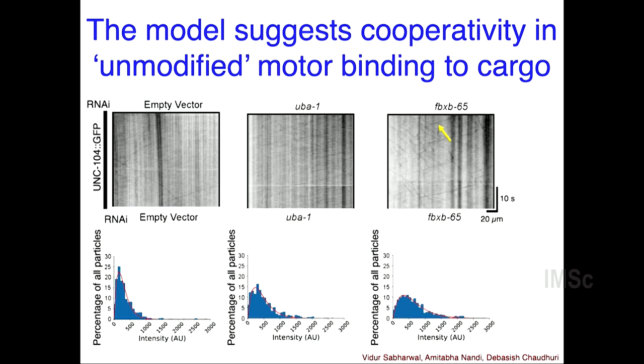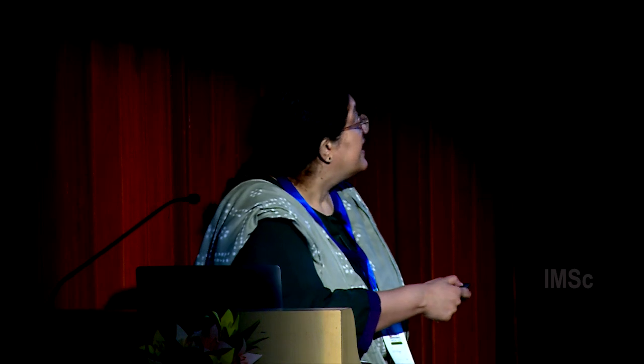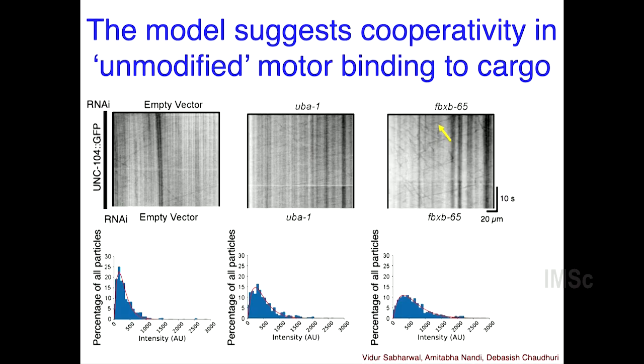And what was striking, and I'm not showing a lot of the data that went into this kind of experiment and the kind of model that they developed, but what was very clear from their fits was that they couldn't get this fit in the mutant condition unless they added a cooperativity term. And I'll come back to that in the last slide. But what was very clear from the movies as well as this kind of analysis, that cargo seemed to have very many more motors on their surface.